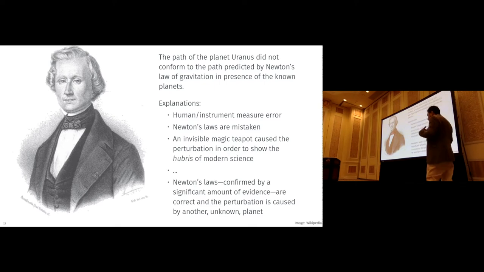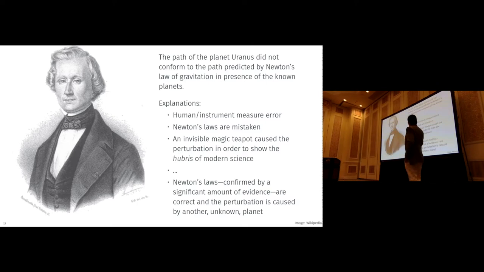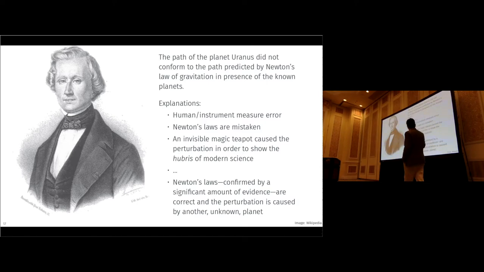And he starts saying, well, the movement of Uranus does not confirm Newton's theory of gravitation. So either the axioms that Newton created were false, which is a possibility, or maybe it was an instrument measure error, or perhaps there was an invisible magic teapot that caused the perturbation, for whatever reason, or perhaps Newton's laws were correct and also confirmed by empirical evidence. And this means that there was another planet behind that was changing the orbit of Uranus.